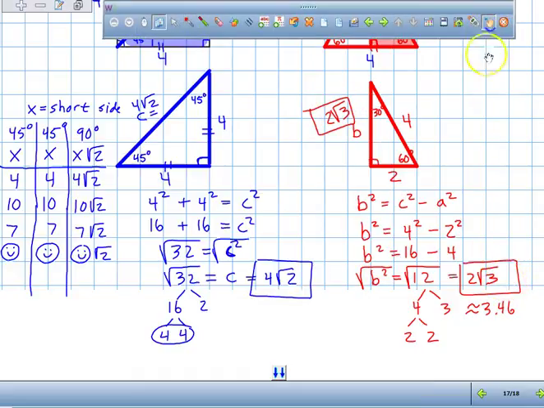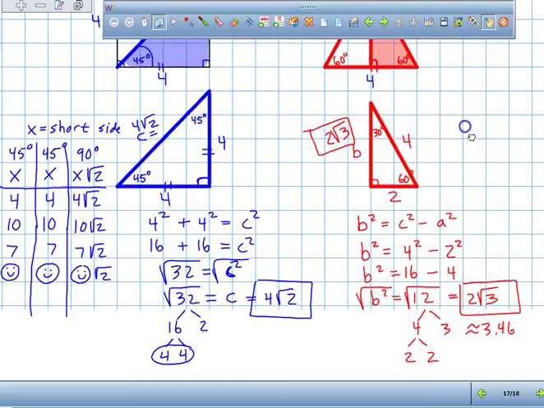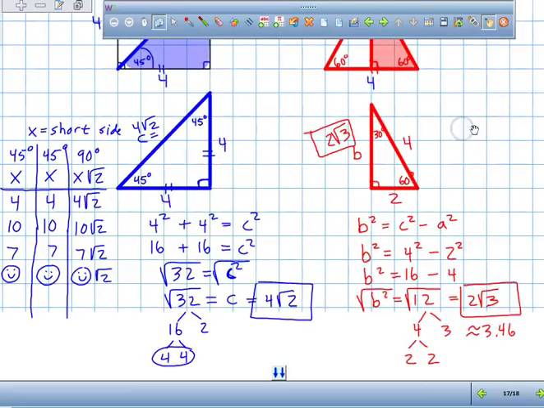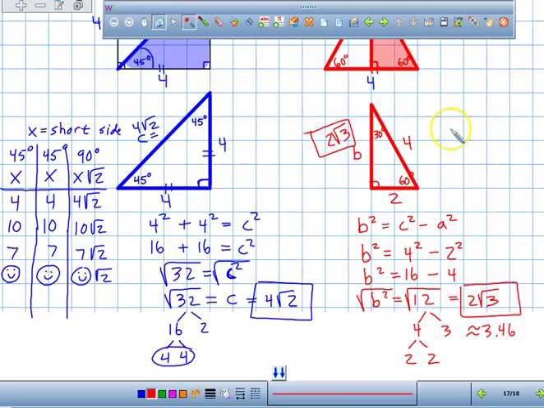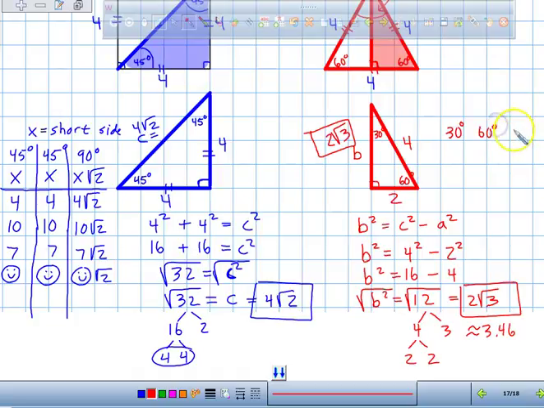Now, you're probably still wondering, I don't see the pattern yet. So we're going to build the pattern right here. So here we go: 30, 60, 90. I want you to put x, then I want you to put x radical 3, and then I want you to write a 2x. By the way, x still represents your shortest side.